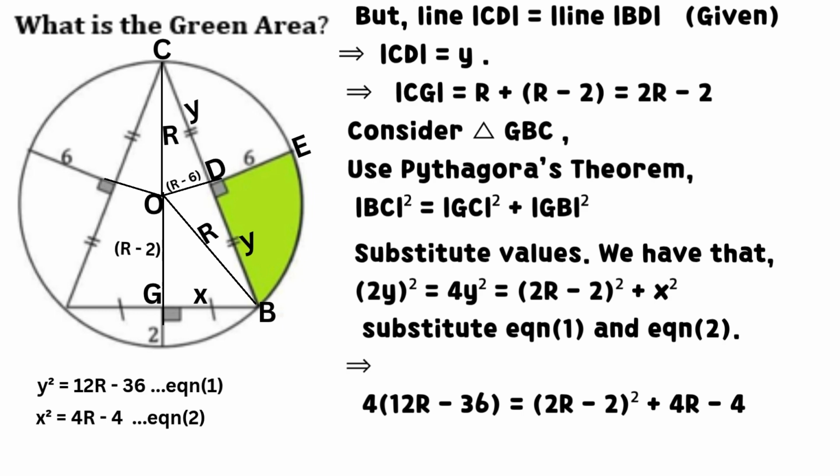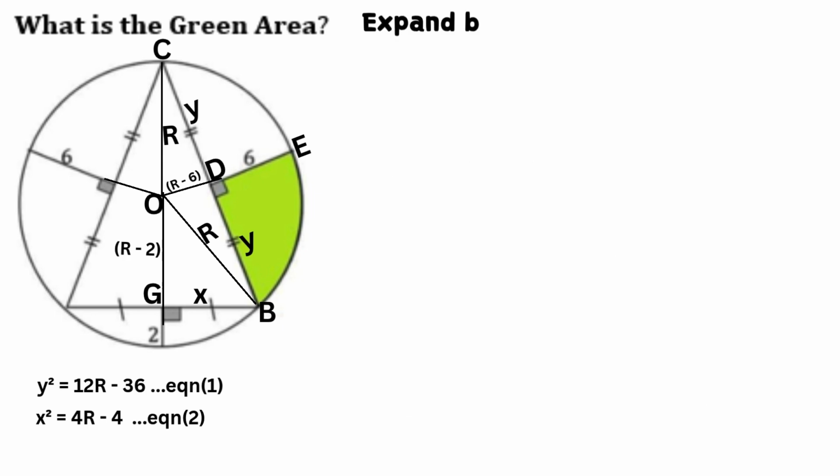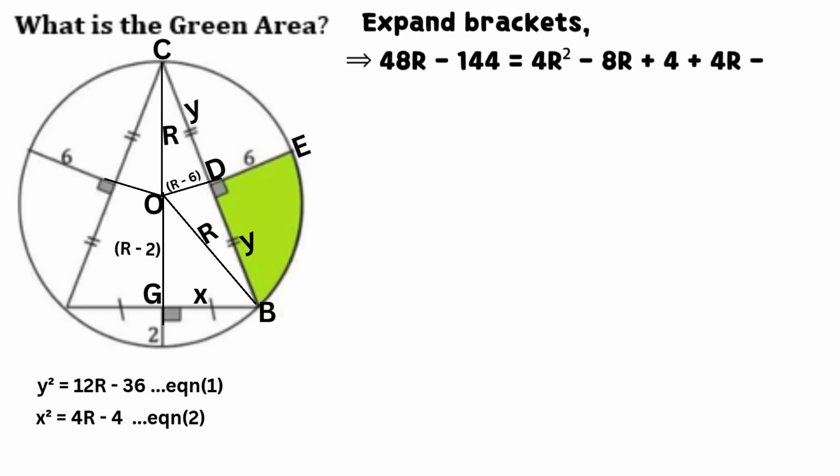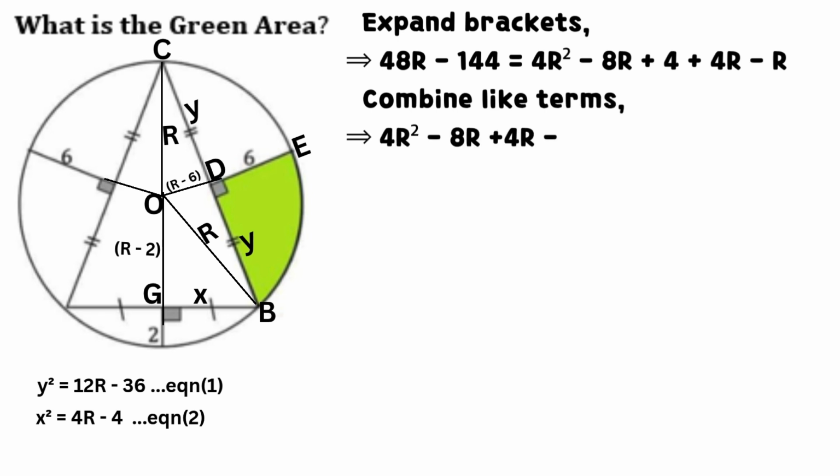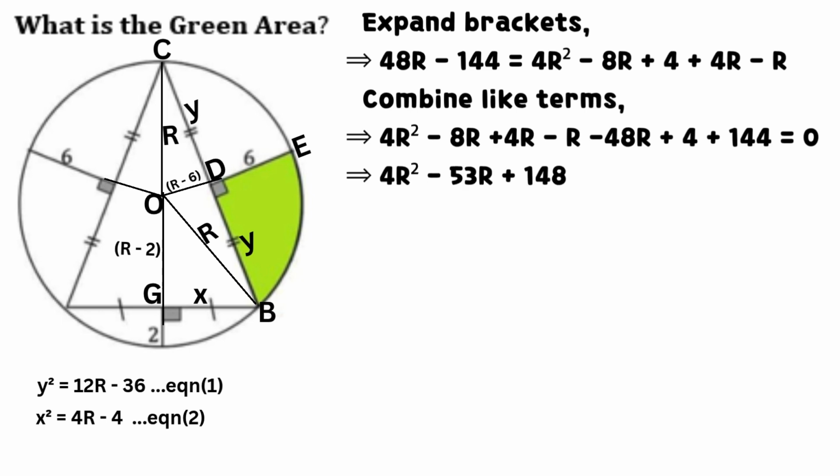Substitute equation 1 and equation 2. This implies that 4 times (12r - 36) equals the square of 2(r - 2) plus 4r - 4. Expand brackets. It follows that 48r - 144 equals 4 times the square of r minus 8r plus 4r - 4.